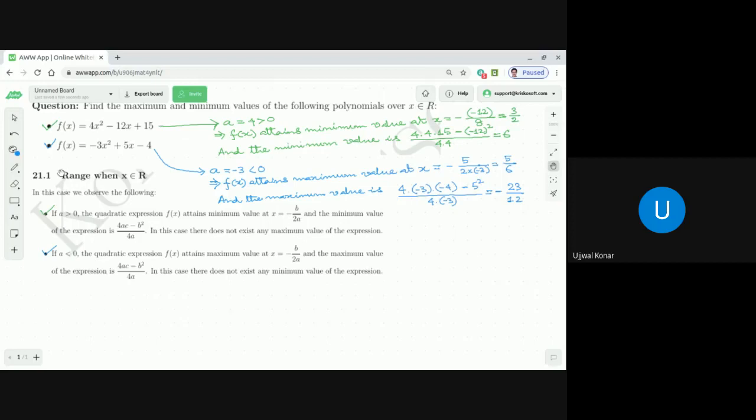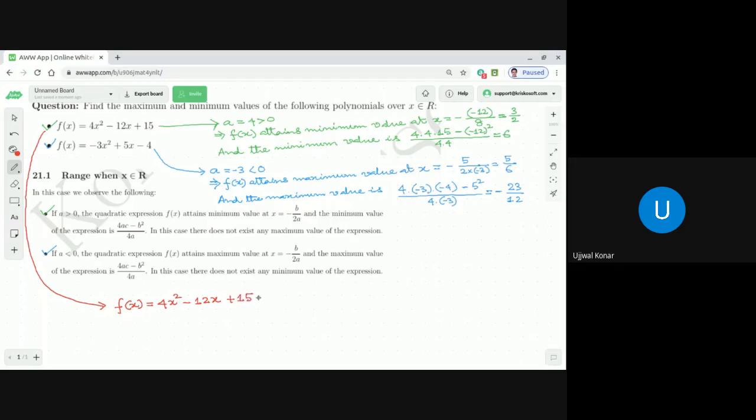Let me do one. Sorry, let me use a completely different color. You can use the first f(x), and I want to show you how to solve it without memorizing this formula, but with a cost. What is the cost? The cost is time. It will take longer to solve. So, f(x) = 4x² − 12x + 15.